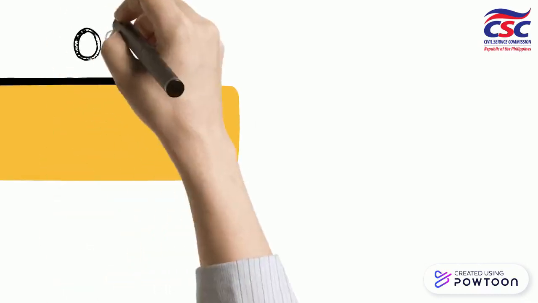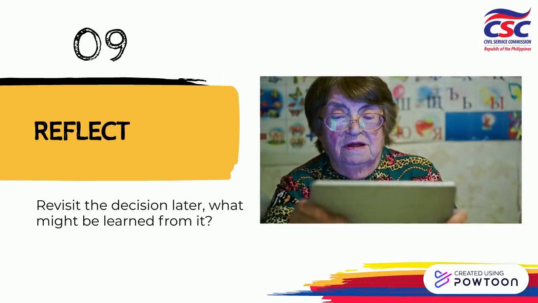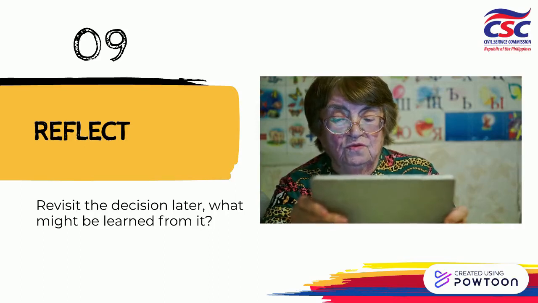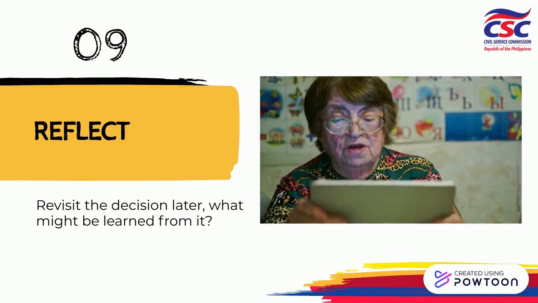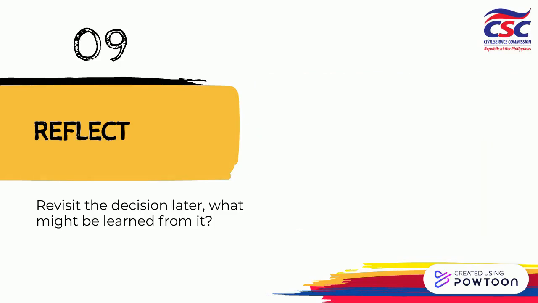And lastly, you have to reflect. When everything's done, it is important to go back and analyze the process and its outcome. Revisit your decision later. Ask yourself the question, what might be learned from this? Talk about it, write it down, and keep it on hand for further use. This will help build expertise, help adjust the moral compass, and also provide new examples for moral discussions.